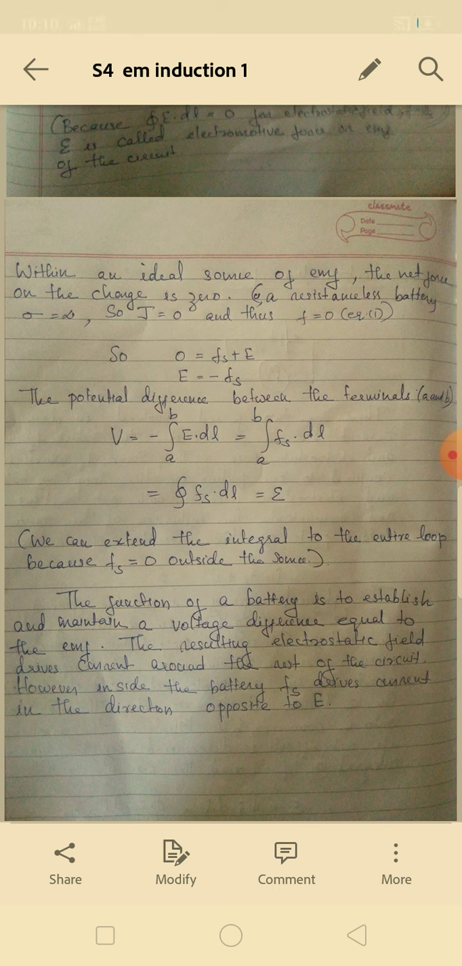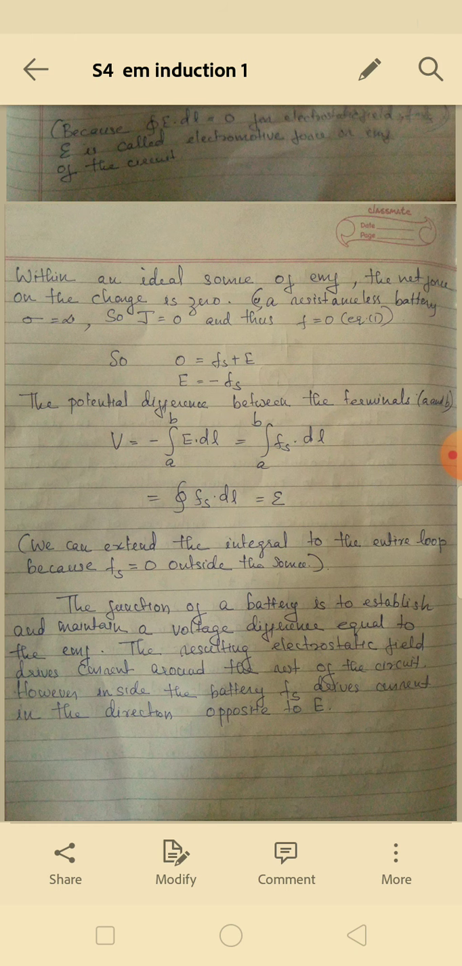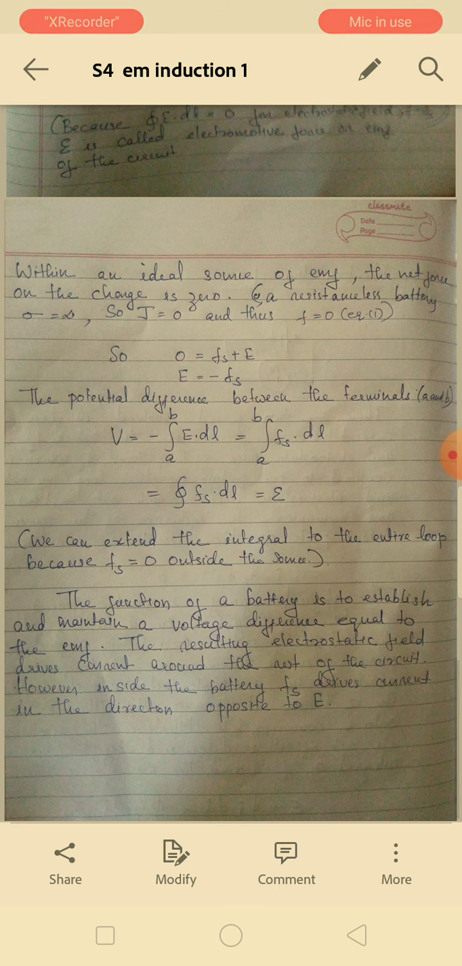Okay, and the potential difference is the negative of the line integral of electric field. So V is equal to minus, if the current is flowing from A to B, the integral from A to B of E.dl. Here in place of E we can write -Fs, and minus of minus becomes plus. So it will become the integral from A to B of Fs.dl. For current to flow it must be closed, so we can say the closed integral of Fs.dl, and that is equal to the electromotive force.